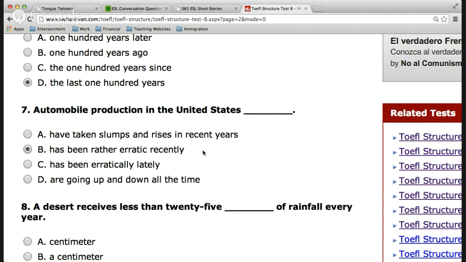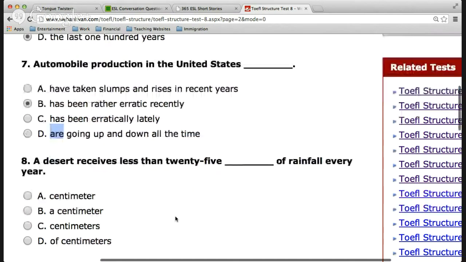What does erratic mean? Erratic means up and down. Up and down. Okay, not consistent. The difference, though, is that when we're talking about automobile production, we would not say "are" here. Automobile production is erratic lately. We could just say automobile production in the United States is erratic. But here it would be best to say has been erratic with lately, or with recently. Okay, good.